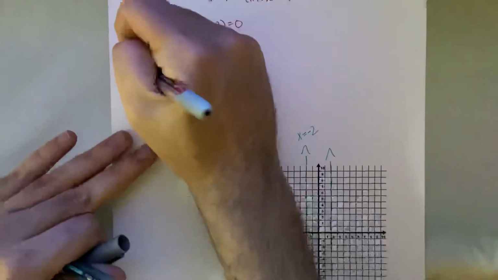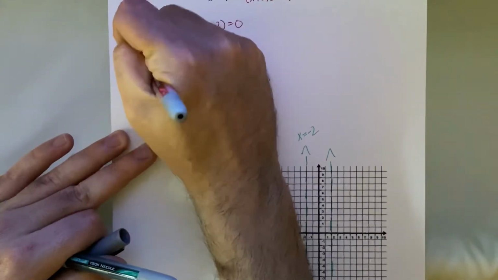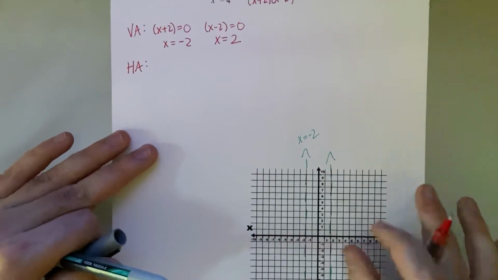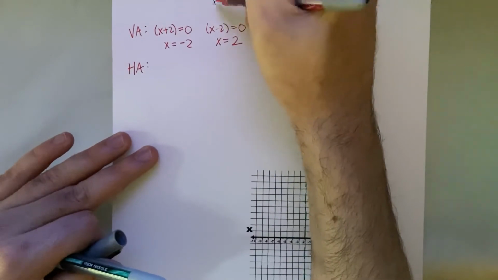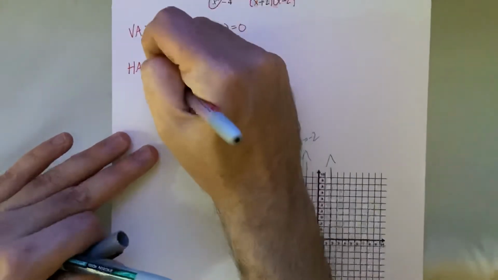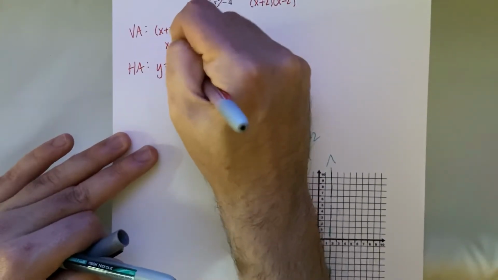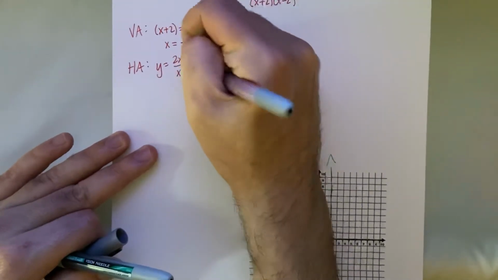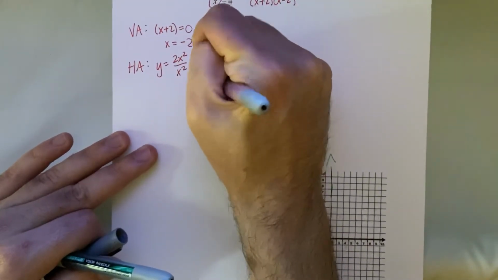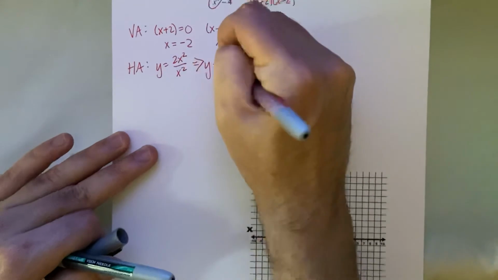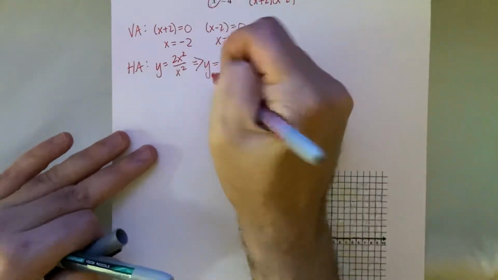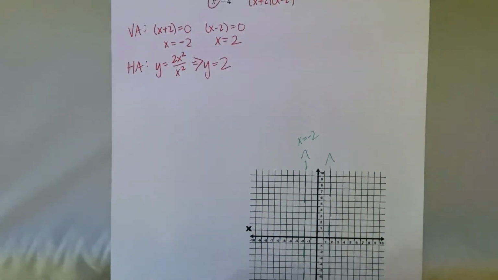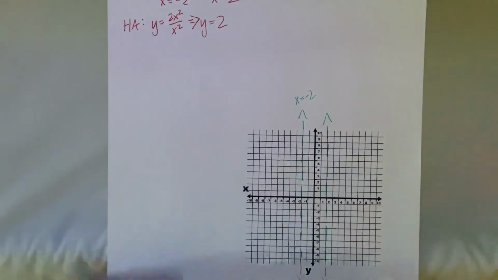Vertical asymptote is done. Horizontal asymptote coming next. We look at the leading power of x, which is x squared. Both of them have an x squared, so we have y equals 2x squared over x squared. The x squareds cancel, so this is just y equals 2 as the horizontal asymptote. So we go to where y is 2, and we create a horizontal asymptote.